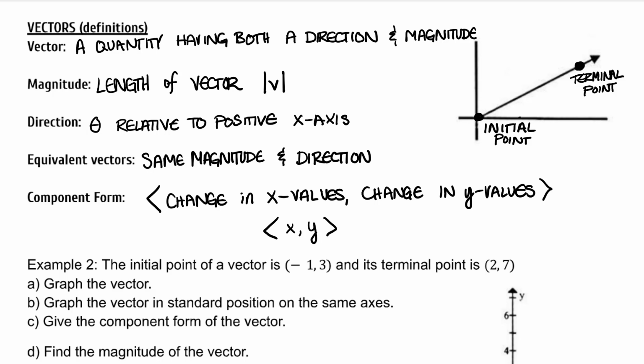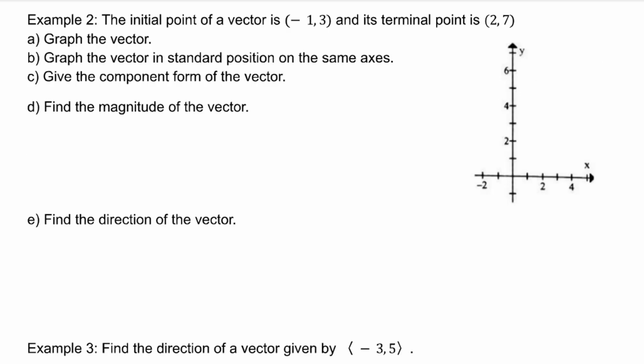To begin example 2, we're going to graph the vector. The initial point of the vector is negative 1, 3. The terminal point is 2, 7. To graph the vector in standard position, I'm going to translate it down 3 units and right 1 unit.